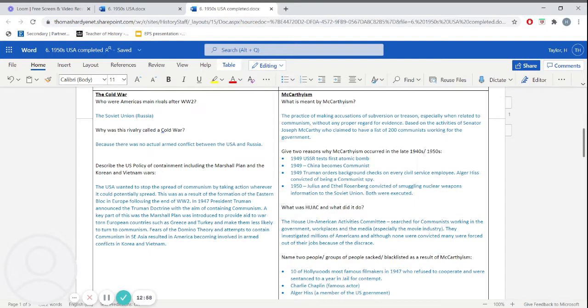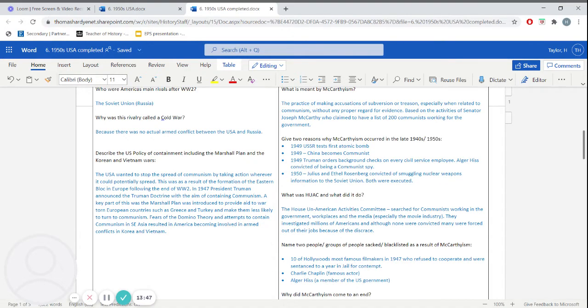And why was it called a Cold War? Why was this rivalry called a Cold War? That's because there was no actual armed conflict between the USA and Russia, or the Soviet Union. So they got involved in affairs of each other and were clear rivals that wanted to get the upper hand on the other country, but Russian troops and American troops never actually fought at any point, which is what we would call a hot war. So this is a cold war, so it's much more to do with politics and interfering with other nations that those countries have allies with, but never actually fighting one another directly.